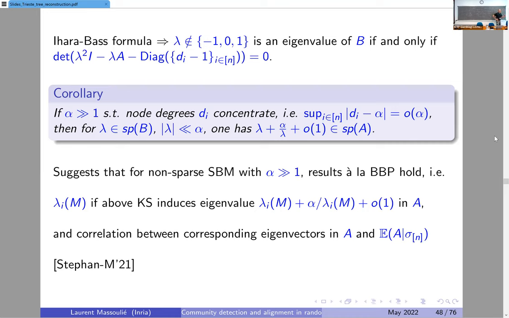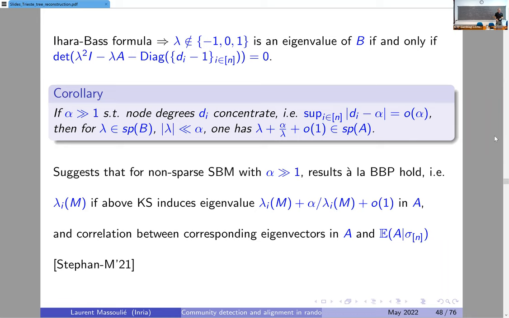Recall the Ihara-Bass formula, which tells you how to go between the spectrum of B and the spectrum of some n-dimensional matrices. So now, if the degrees in your random graphs are close to their mean, you can really retrieve a correspondence between the eigenvalues of the adjacency matrix and the eigenvalues of the non-backtracking matrix. And that's what this corollary says. It says that in the case where your degrees concentrate, then an eigenvalue lambda in the spectrum of B, the non-backtracking matrix, is reflected by lambda plus alpha over lambda in the spectrum of A. And this is exactly the formula that you had in the BBP theory.